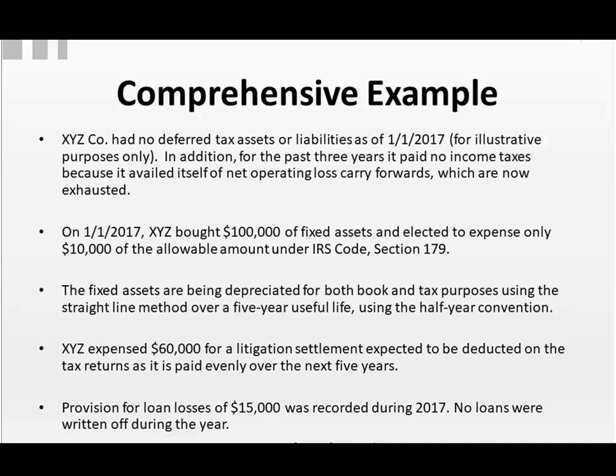But the court said they have to pay it out evenly over the next 5 years. So that's going to create a deferred tax item because the $60,000 will go on the tax return 1/5, 1/5, 1/5, 1/5, 1/5. In other words, 20% for each of the next 5 years. But 100% of it goes on the books immediately in 2017. So there's another temporary difference.